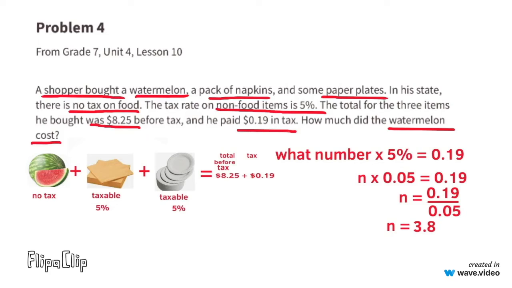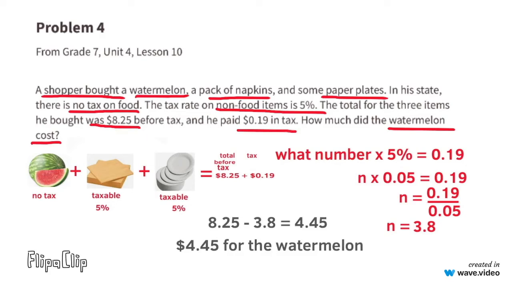We can find the price of the watermelon by subtracting this $3.80 from the total price of the bill, which was $8.25. So $8.25 minus $3.80 equals $4.45. The price of the watermelon was $4.45.